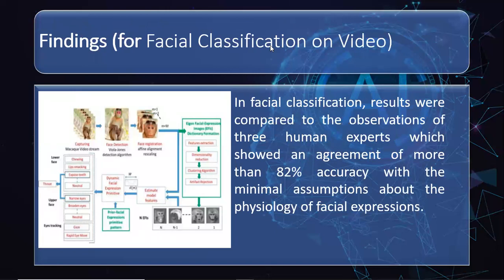Then the next one is the facial recognition, or the facial classification. In the facial classification, it is indicated in the research article that the results were compared to the observation of 3 human experts, which showed an agreement of more than 82% accuracy, with minimal assumptions about the physiology of facial expressions. As you can see, the example is a monkey.